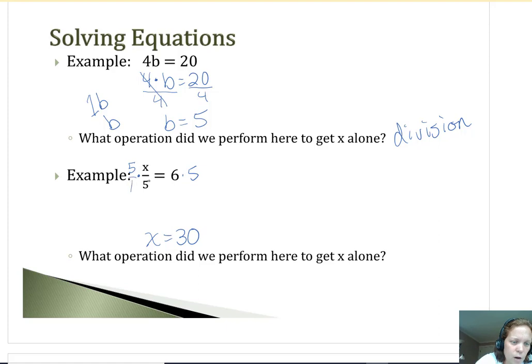Okay, and just like fractions we've done, we can cancel that out. Put that 5 over 1, the 5s will cancel. I'll be left with x equals 6 times 5, because I have to do times 5 on the other side. x is 30. So whenever it's x divided by something, do the opposite operation of division, and multiply.